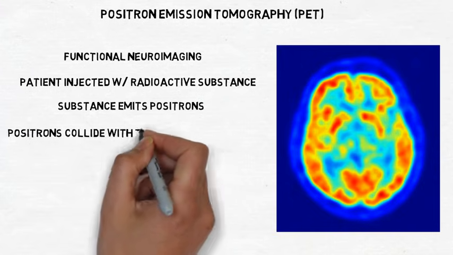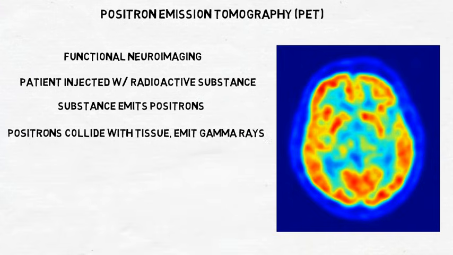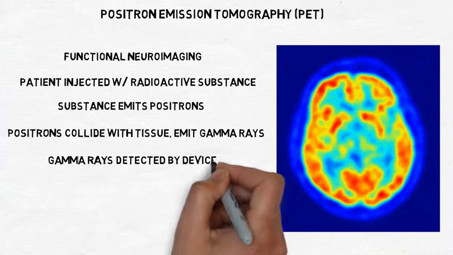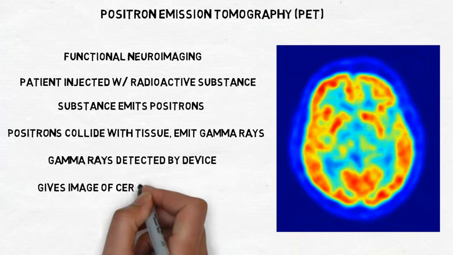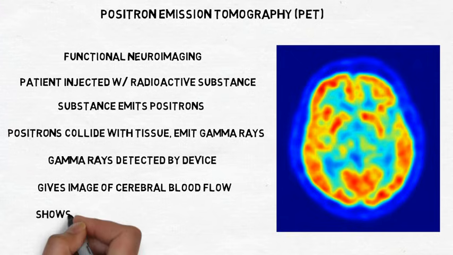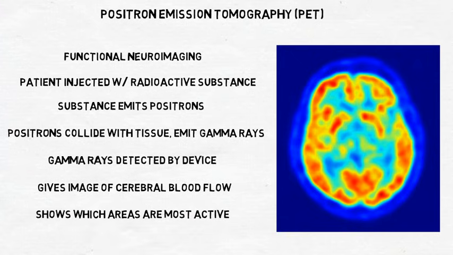Because the radioactive substance was injected into the bloodstream, what the PET scanner is detecting is the movement of blood throughout the brain. Blood flow to an area of the brain increases when that area is active, so PET scanning creates an image that highlights the areas of the brain that are being used most while the person is in the scanner.